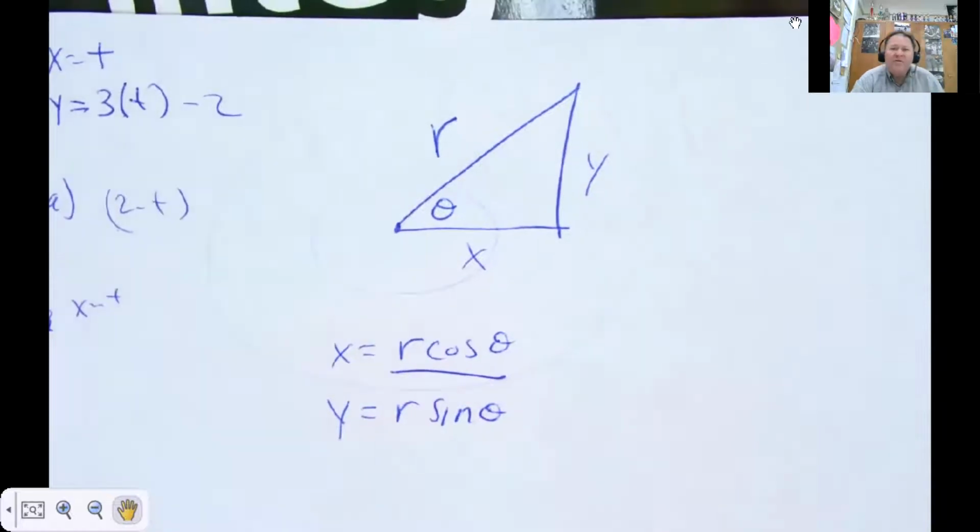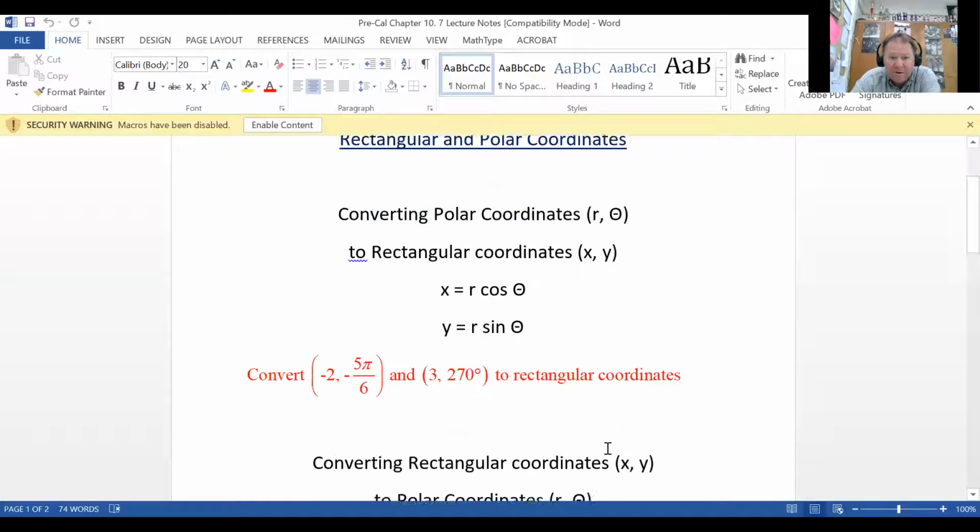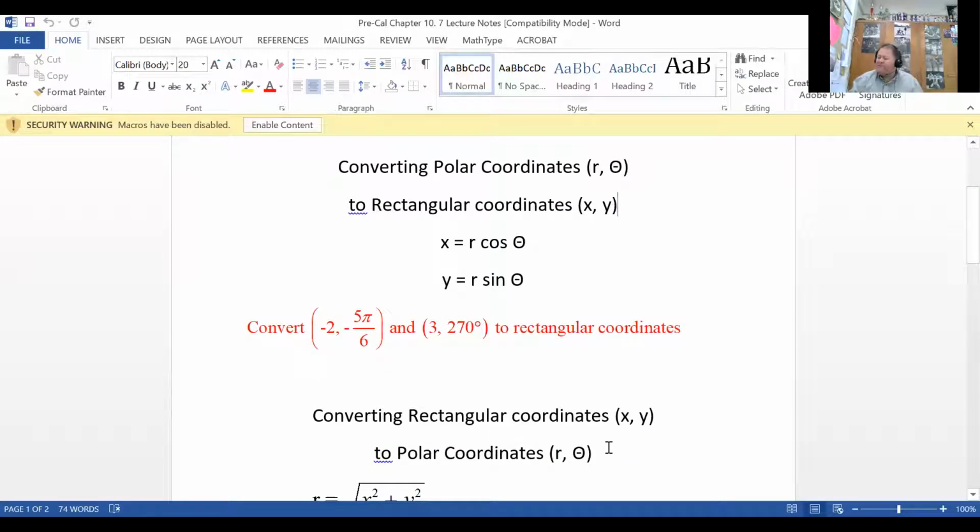Okay, now let me see if I've got an example of that, or maybe I do both directions first and then do, nope, I don't. So it says here convert. Okay, the second one, we'll talk about it. So the first one is -2, -5 pi over 6. And let me go ahead and pause it and get the lights back.